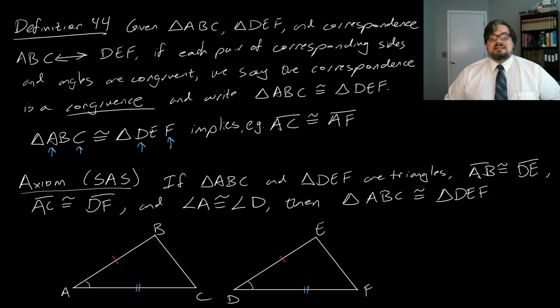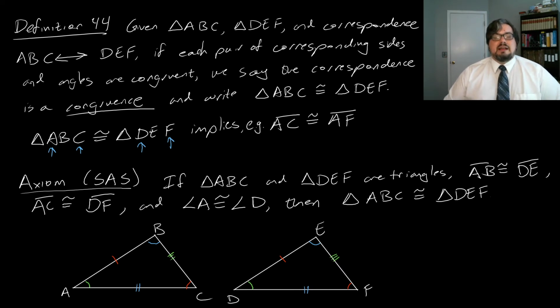And what this axiom says is that if we have these three congruences, then the other congruences are all going to follow as well. In particular, that means that the segment BC will be congruent to the segment EF, that the angle at B will be congruent to the angle at E, and that the angle at C will be congruent to the angle at F.